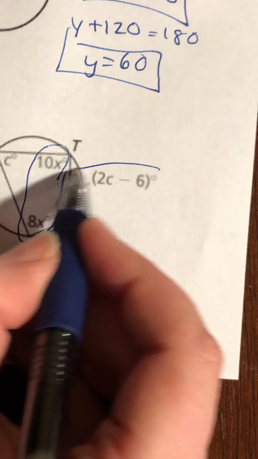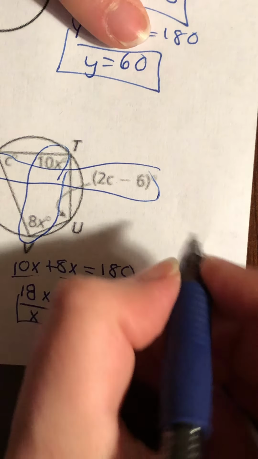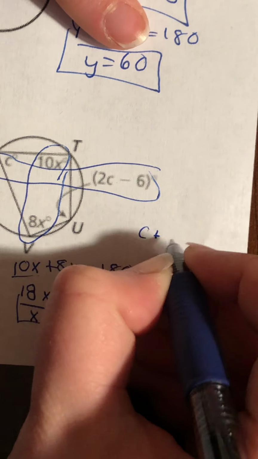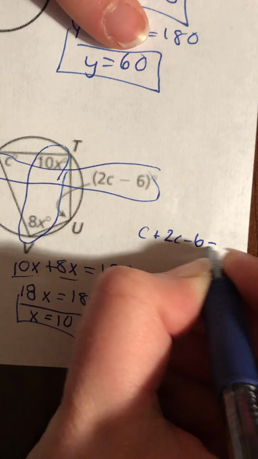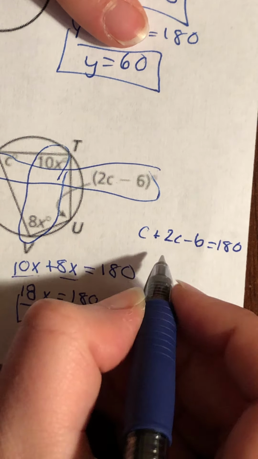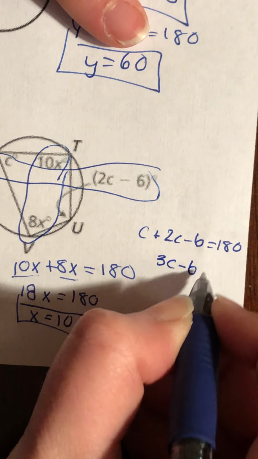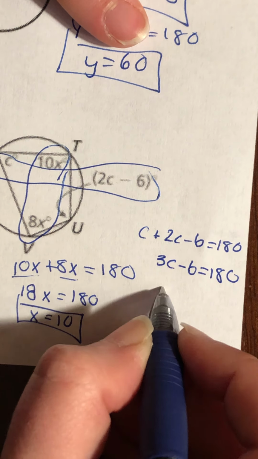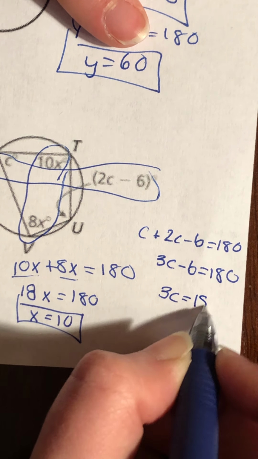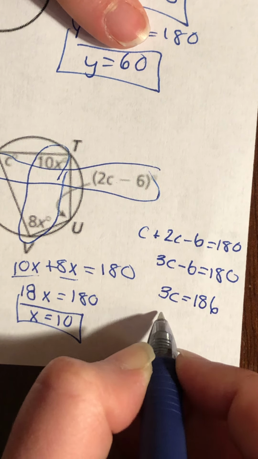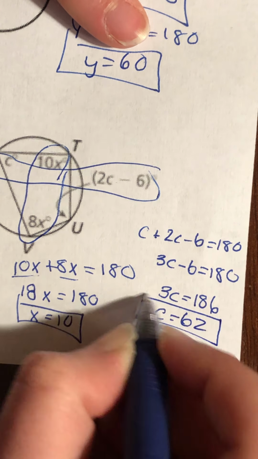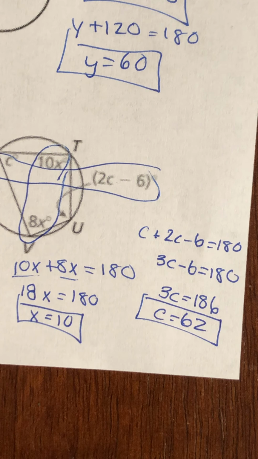Then these two together have to be 180. So c plus 2c minus 6 is going to be 180. If I collect like terms, I get 3c minus 6 is 180. 3c equals 186. Divide by 3, c is going to be 62. That's an example of the different inscribed triangles and quadrilaterals and how we are going to work with those.